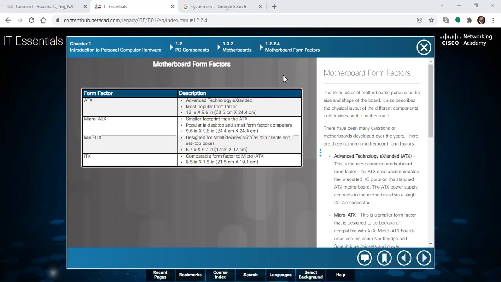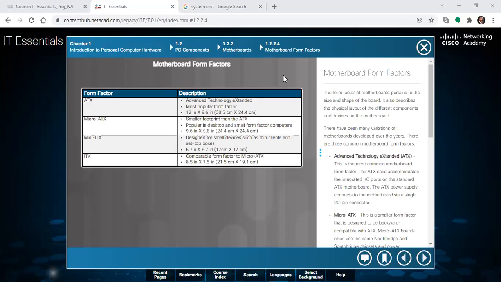So let's look at the sizes first. ATX, which is Advanced Technology Extended, is the most popular form factor, which is 12 inches by 9.6 inches, 30.5 centimeters by 24.4 centimeters. So we have an ATX form factor, the size of a motherboard. Then we have a micro ATX. A micro ATX has a smaller footprint than the ATX, popularly used in desktop and small form factor computers. It is 9.6 inches, 24.4 by 24.4. Those are the smaller ones.